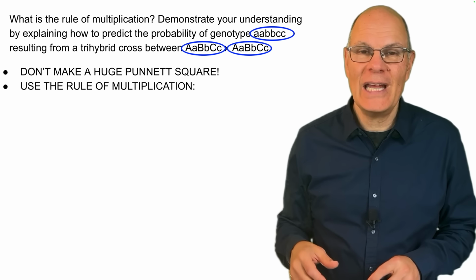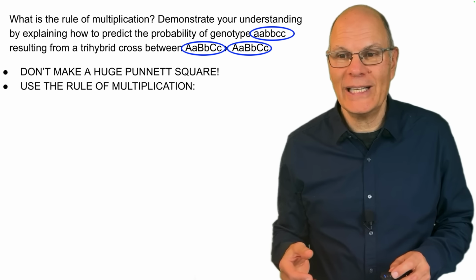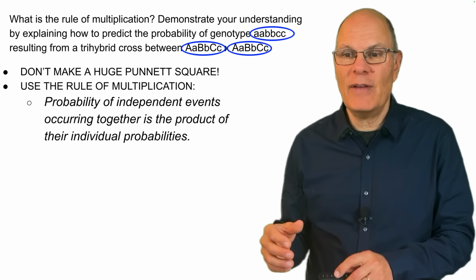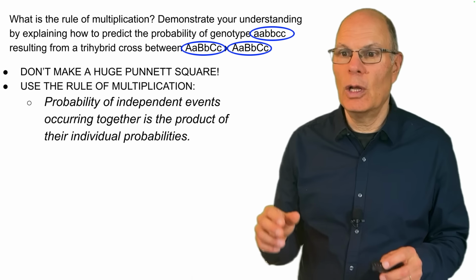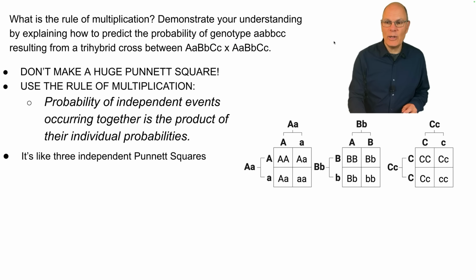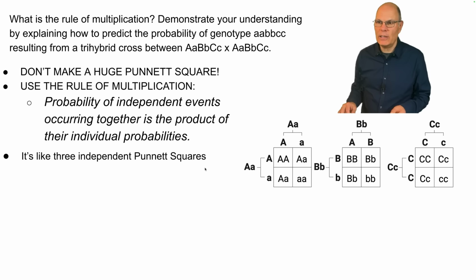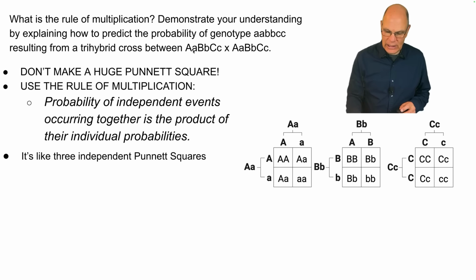What you want to do instead is use one of the laws of probability, the rule of multiplication. Here's what it is. The probability of independent events occurring together is the product of their individual probabilities. Here's how to think about this. It's like 3 independent Punnett squares, because what each gene does is independent of every other gene. What A is going to do is independent of B, is independent of C.